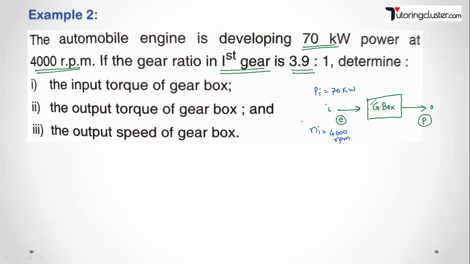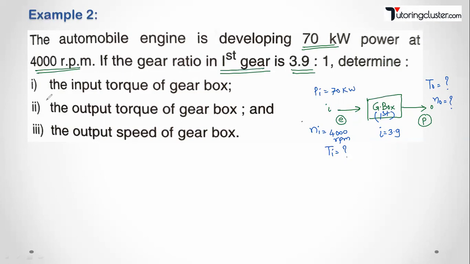Okay. So it is in first gear. Gear ratio it is 3.9. You have to calculate the input torque, output torque, output speed. Okay, very easy example, right? We know all the formulas, so it is going to be very easy, right?